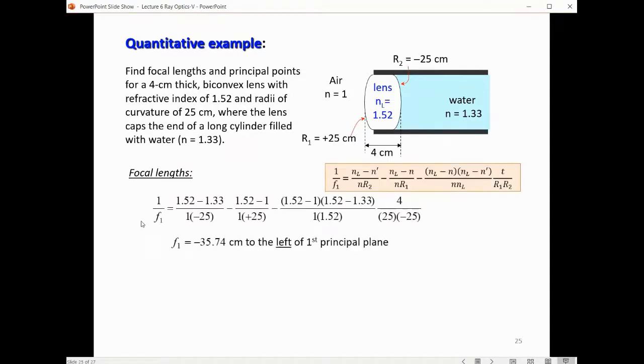So firstly, we find the focal length. If we use those equations given, we just substitute all the relevant values inside and you work out that the first focal length is given by negative 35.7 cm to the left, because it's negative here, so it's to the left of the first principal plane, but we don't know where the principal plane is yet. And the second focal length is positive 47.5 cm to the right of the second principal plane.